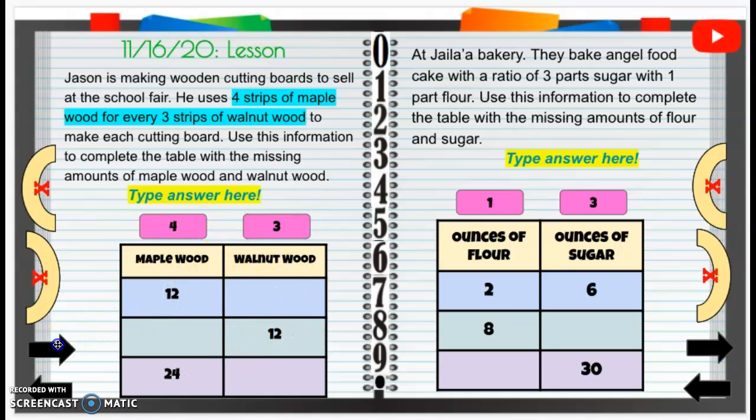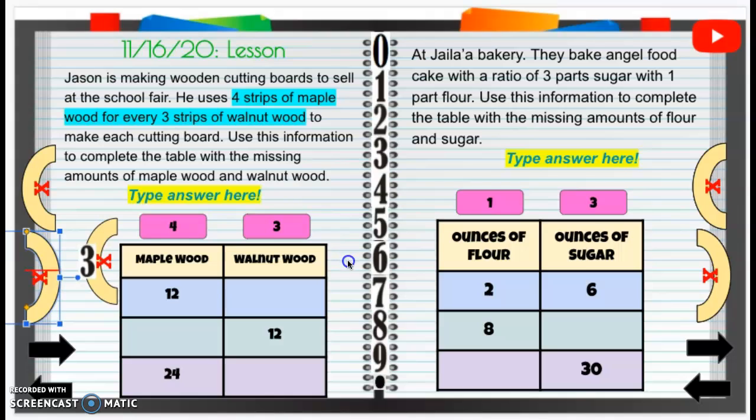If we use our arrows here, well, I don't know, 4 to get to 3, we can't do that. So what we are going to have to do is use our noodles. So how do I get from 4 to 12? Well, I know 4 times what is 12? Well, I know 4 times 3 is 12. So I'm going to multiply that by 3.